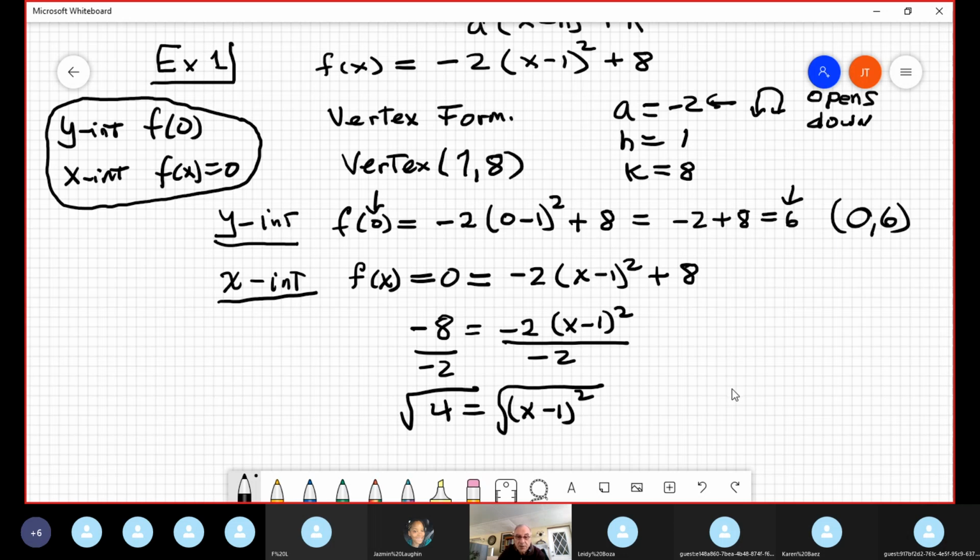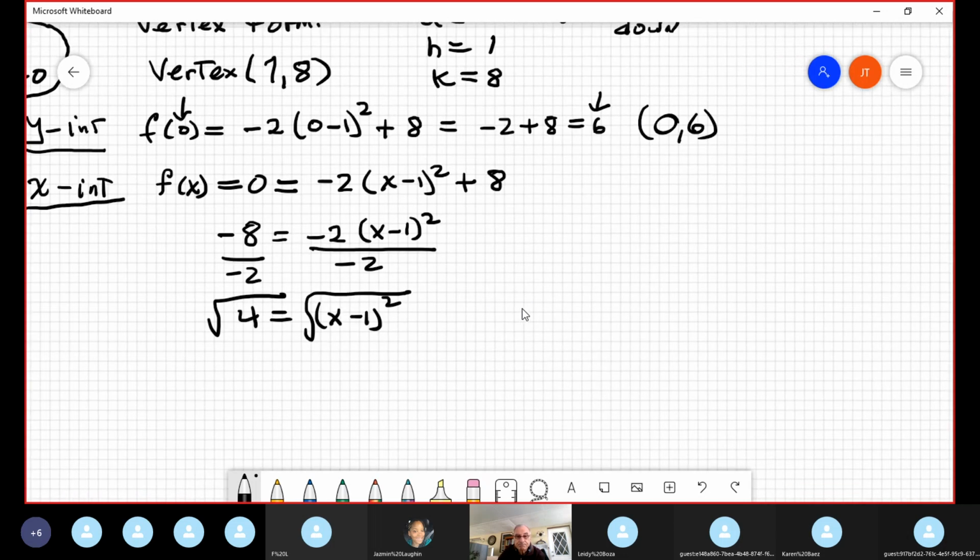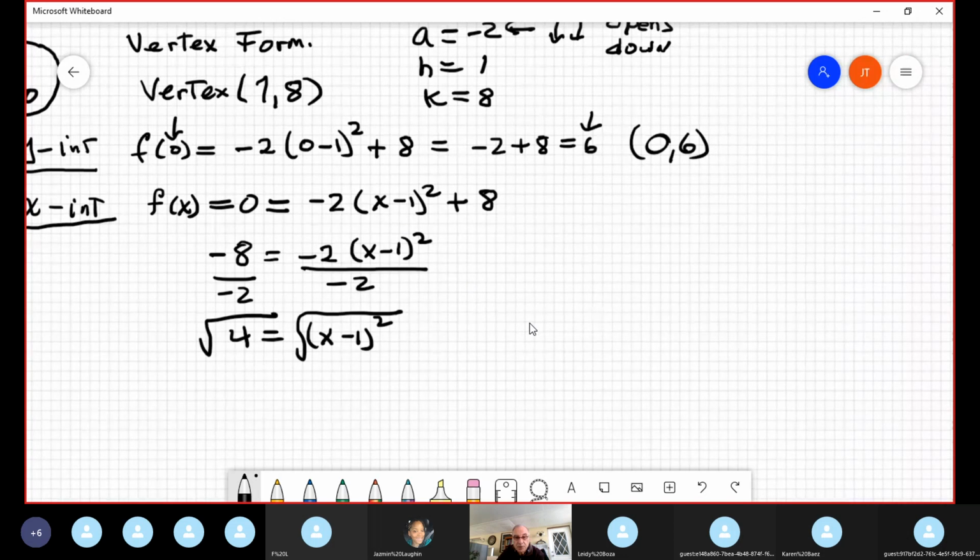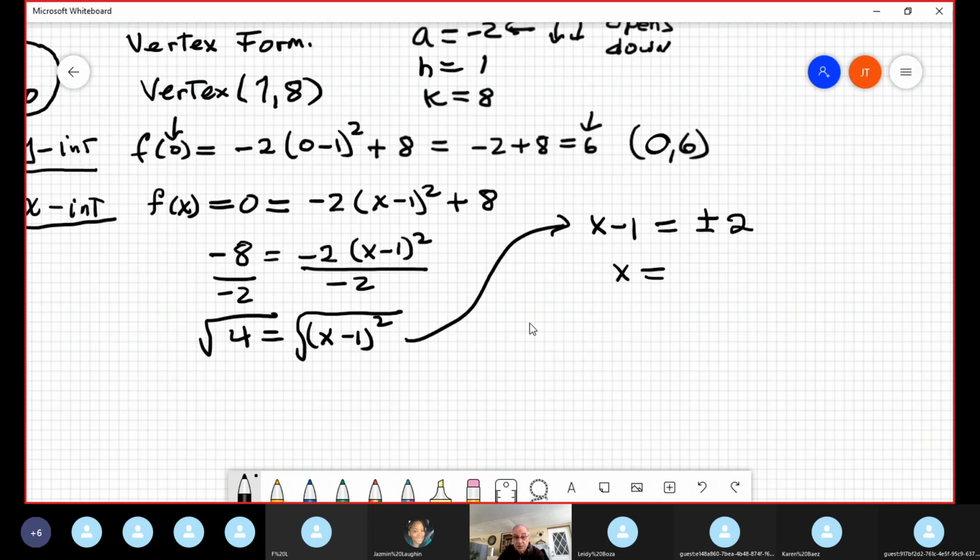So we have x minus 1, because the square and square root cancel out each other. And the square root of 4 is 2, but plus and minus. Don't forget the double sign, plus and minus. So x is equal to plus and minus 2 plus 1. So x is equal to 2 plus 1, using the positive sign, which is 3. And the other x is minus 2 plus 1, which is negative 1.